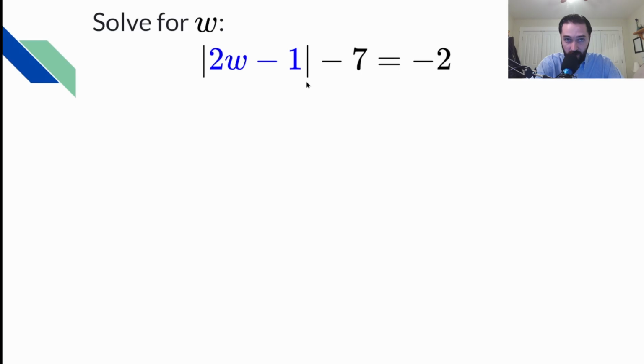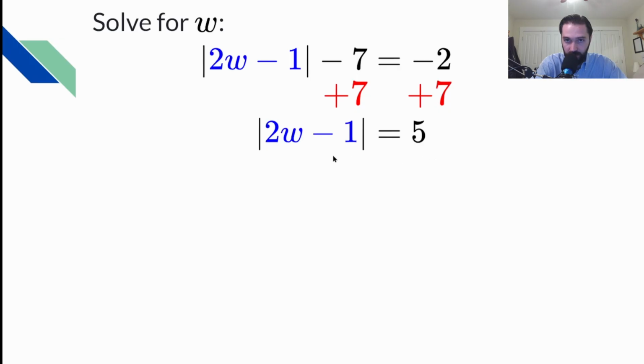Here we're asked to solve for w. This is an absolute value equation. Remember, the first thing we need to do with absolute value equations is isolate the absolute value. So let's add 7 to both sides. And that gives us the absolute value of 2w minus 1 equals 5.